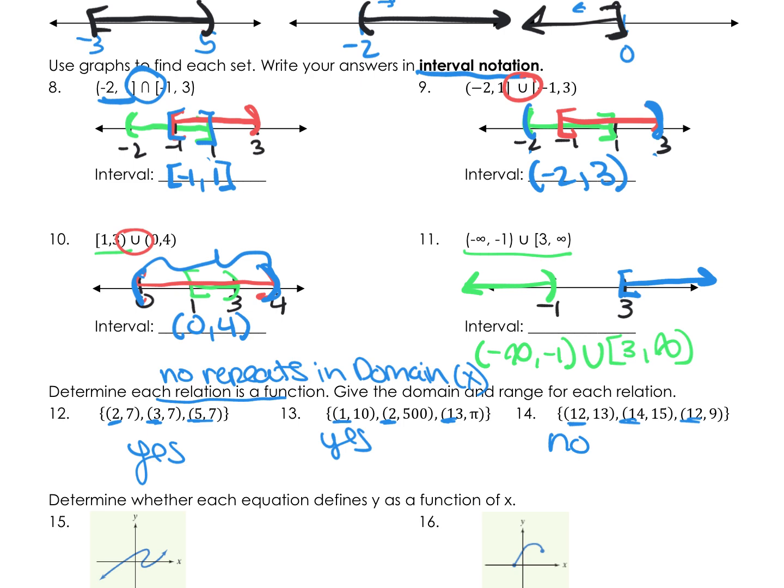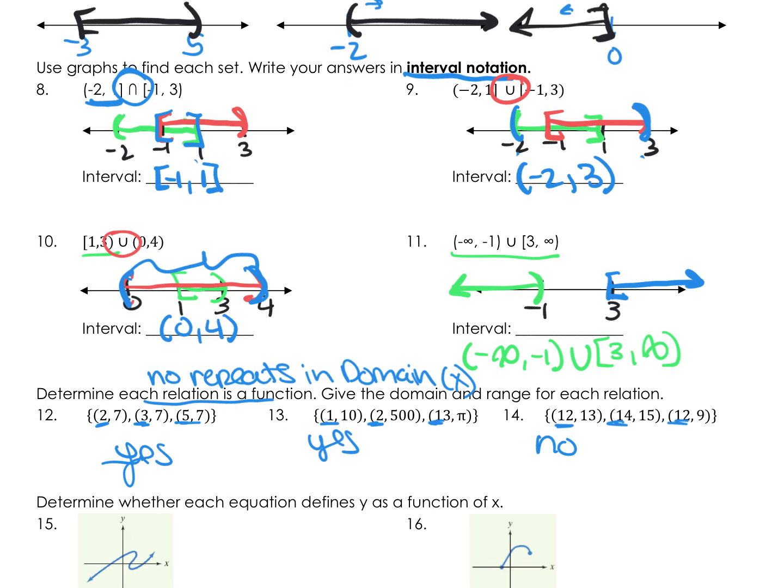Then we'll go back here, and sorry, let me move this around. We'll list the domain and range, because it also said to give the domain and range. So the domain will be all the x values, so 2, 3, and 5. The range will be all the y values, and that's just 7. It's okay to have repeats in the range. Remember, that's fine. It can still be a function.